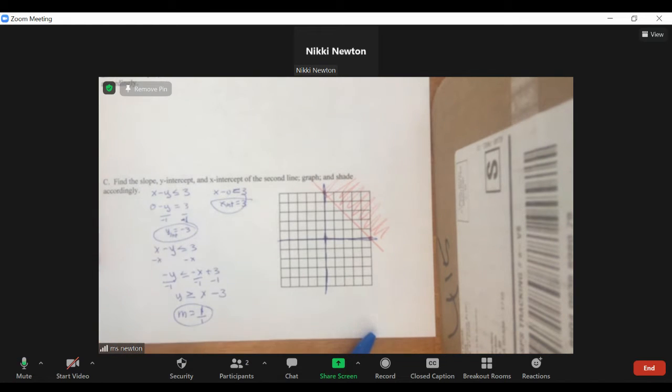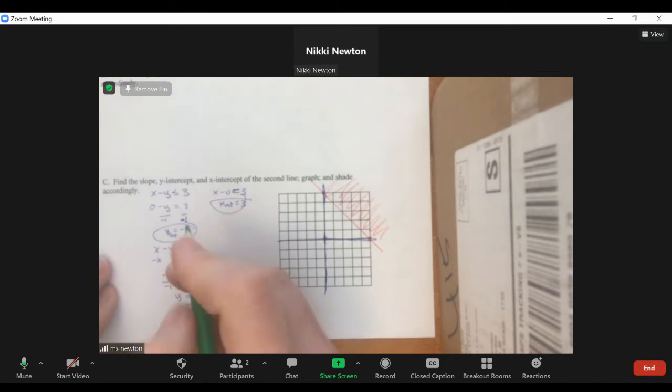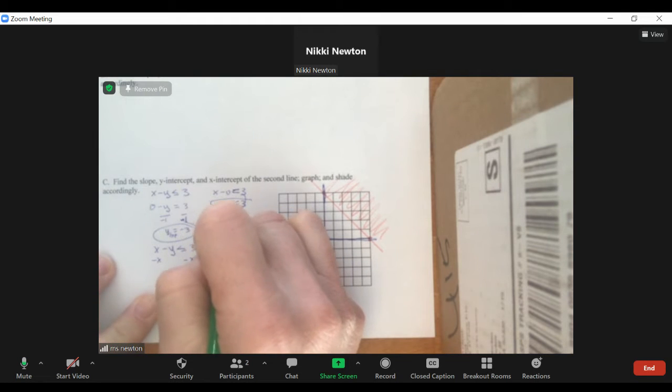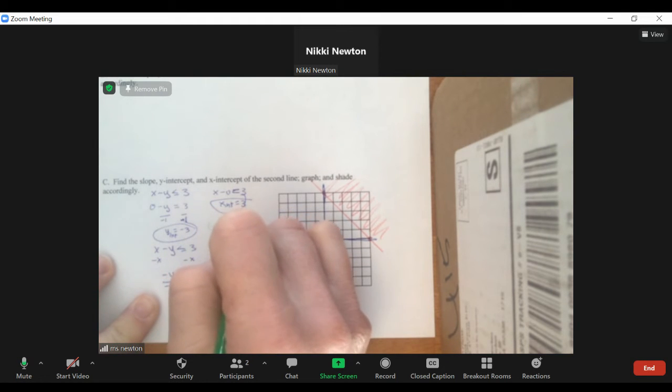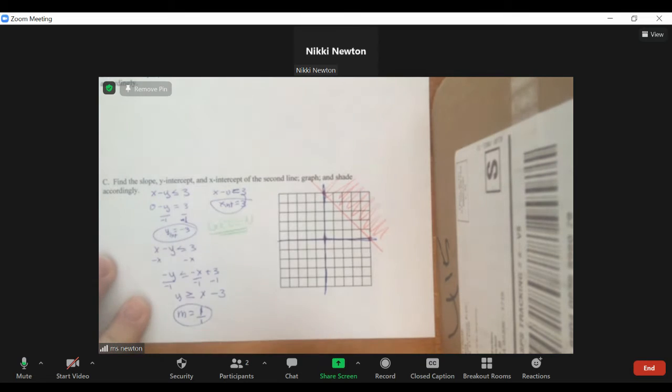And now I'm going to get a different color, so I'm going to do this second line in green. It's absolutely crucial that you use a different color. I will not accept graphs with both lines being in the same color. So make sure you pick a different color. And I'm ready to graph.